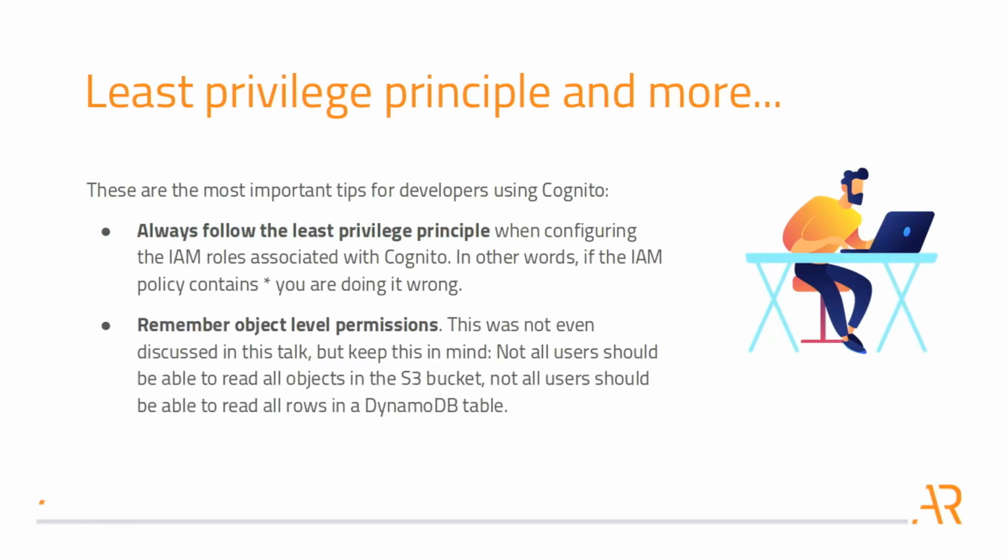And something that we didn't talk about during this session is object-level permissions. If we have a DynamoDB table that holds information for different users, maybe user A should only be able to read his rows in that table and not the rows from user B. That's something that I did not explore during this research, and it's also really important for developers when they create their applications.